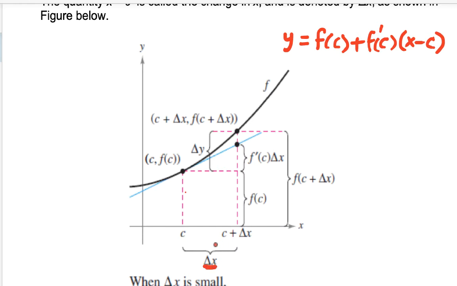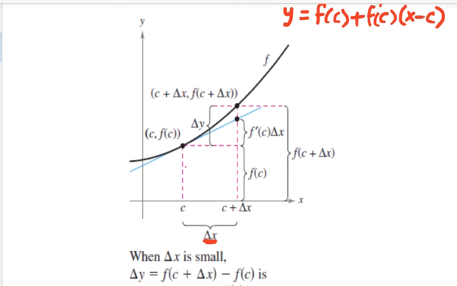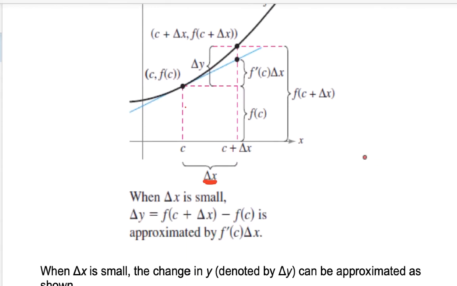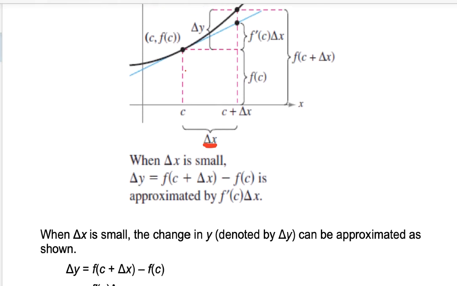And when this delta x is very small, the change in y is represented by delta y. So this one is the change in y. So when delta x is very small, delta y is given by this, and we write this delta y as f of c plus delta x minus f of c, and we can approximate, when this delta x is very small, by f prime of c delta x. That's where the formula is given down.